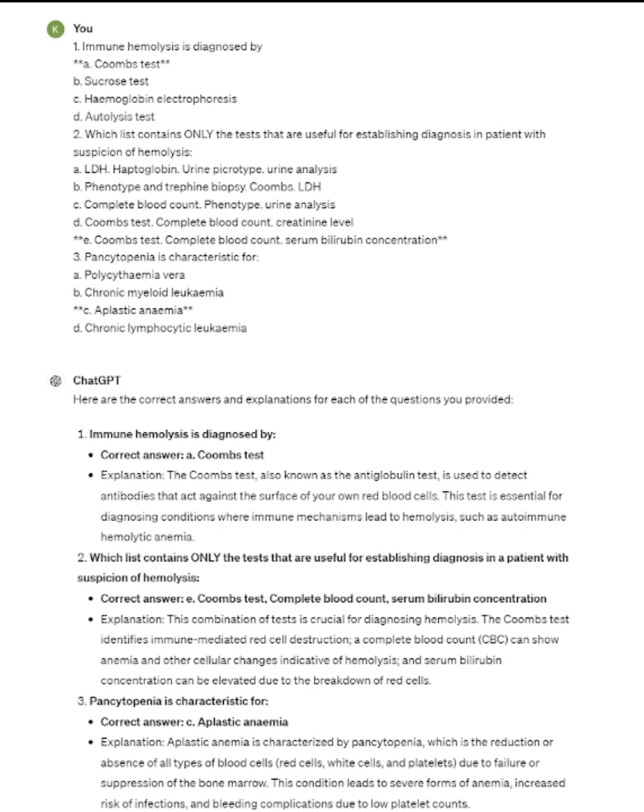3. Pancytopenia is characteristic for. Correct answer: C. Aplastic anemia. Explanation. Aplastic anemia is characterized by pancytopenia, which is the reduction or absence of all types of blood cells, red cells, white cells, and platelets, due to failure or suppression of the bone marrow. This condition leads to severe forms of anemia, increased risk of infections, and bleeding complications due to low platelet counts.